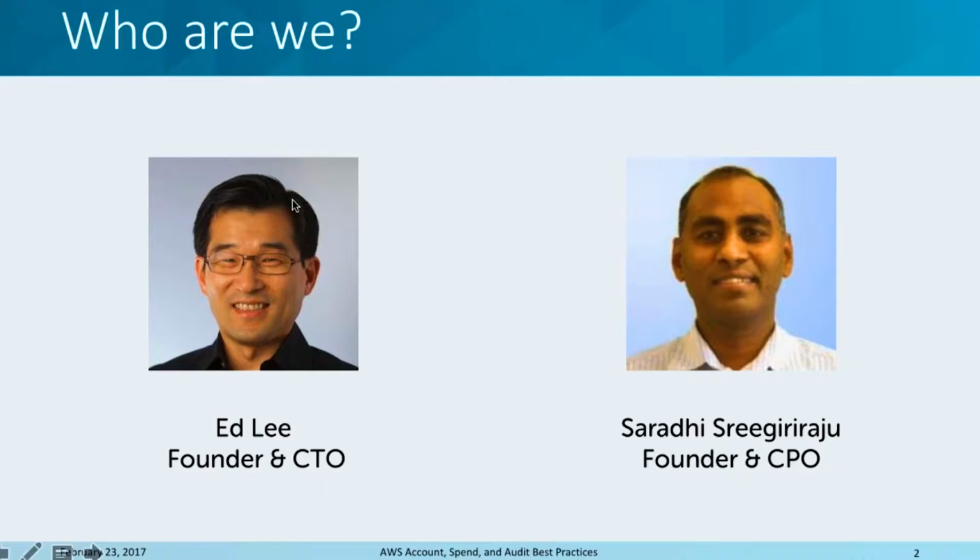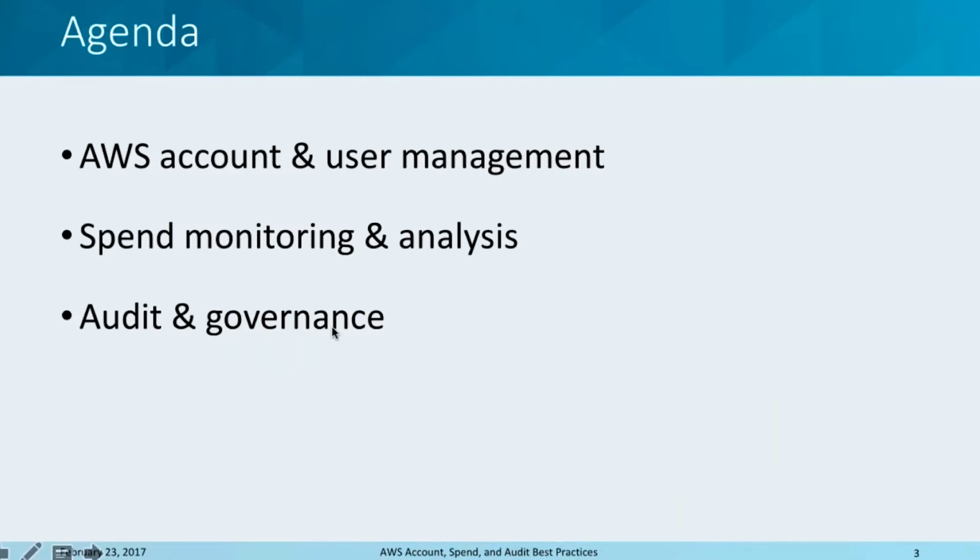Okay, so let's get started with an agenda. We're going to go through three basic elements here today. So account and user management. How do you monitor your spend, and how do you analyze your spend? And lastly, but most importantly, how do you audit and how do you govern in Amazon, which is completely different from what you have been using and doing on-prem.